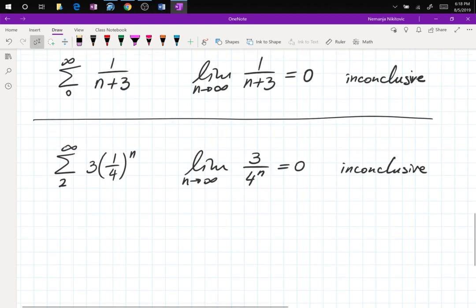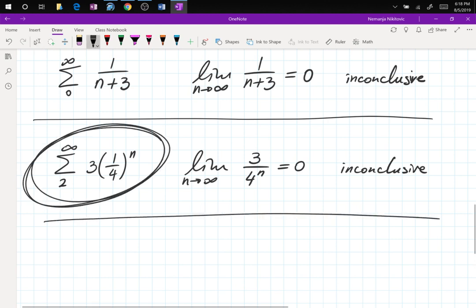This test doesn't help us. What is this? What is this one? You should know this one by now. We learned it last class. This is geometric series. Your r is 1/4. It's less than 1. Therefore, it converges by geometric series.